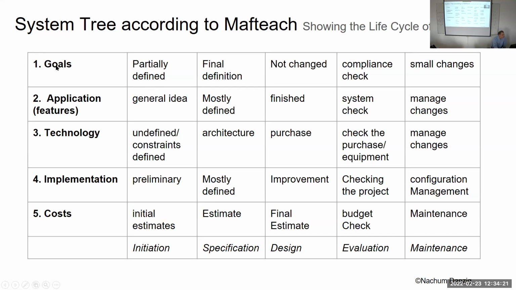So in the goals, here's how you read this. The goals at the initiation stage are only partially defined. But in the specification stage, they're fully defined. And now we don't change them through design. Now in evaluation, we're going to check for compliance. Did we achieve the goals that we wanted to? And maintenance, we might make small changes. You see how to read that?